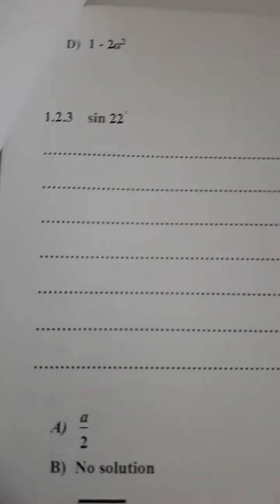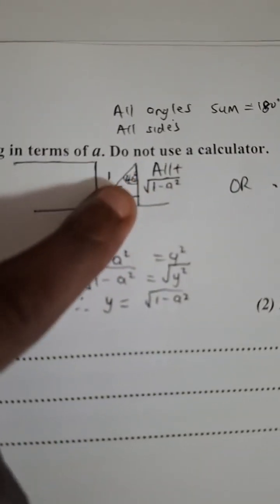So sine 22 degrees. Any ideas, guys? Because remember, we need to write this in terms of a. But in our a values, we only have 44 and 46. So what do we do here?